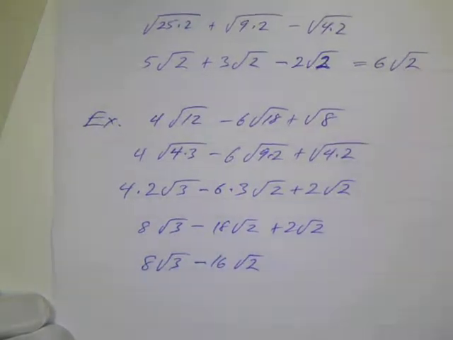And that's what you've got. And you can't simplify this any further because they have different radicands. That's the number under the radical.